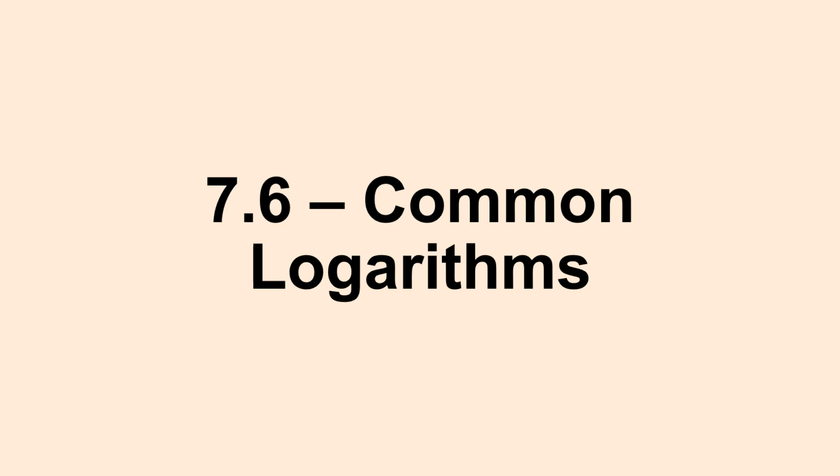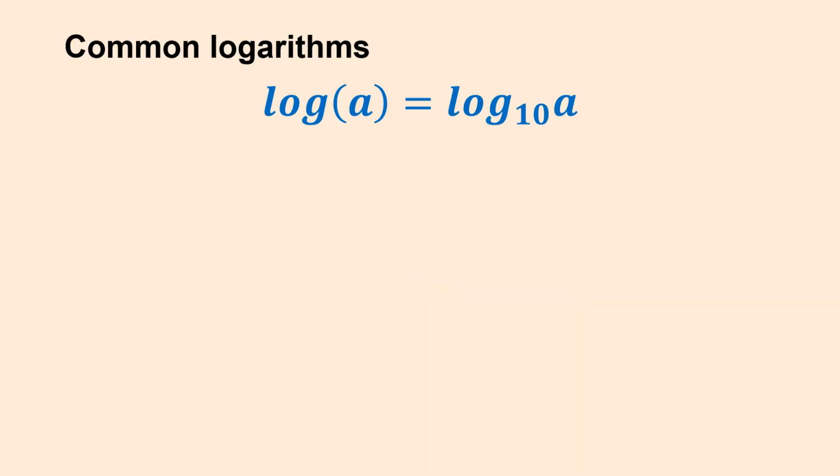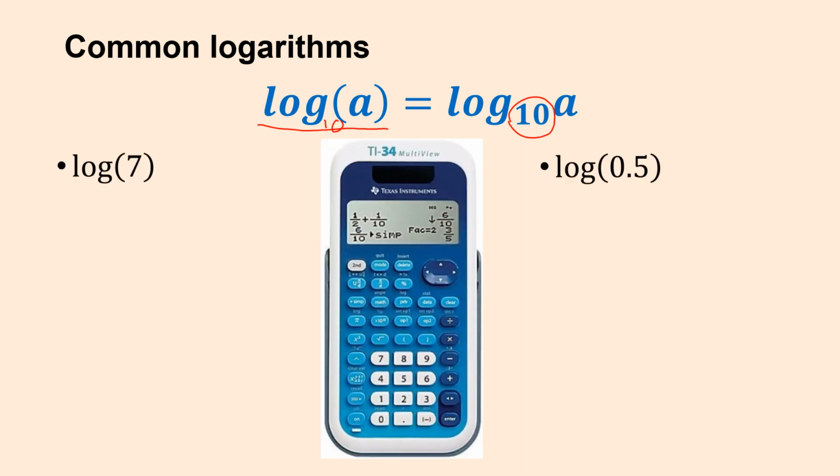7.6 Common Logarithms. Common logarithms are written like this, just the log of a. You'll notice there isn't any base here, and when there isn't a base, there's always an invisible 10. Our number system is a base 10 number system. So when we're asked to find a log of a number without any base, it's just implied that it's a base 10 log.